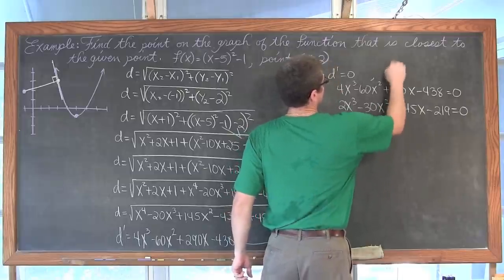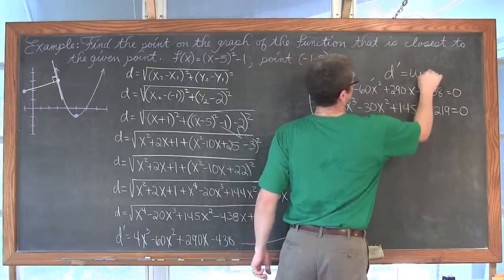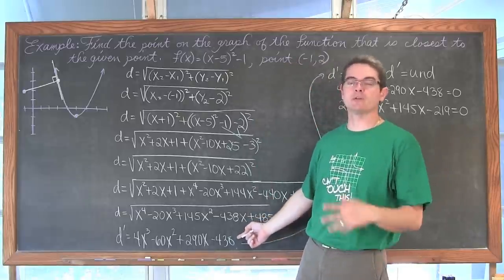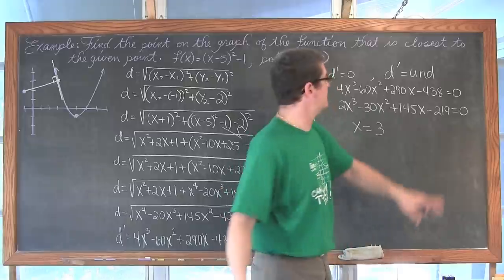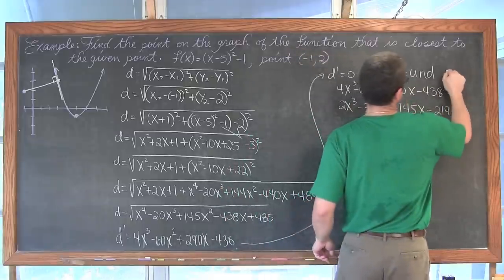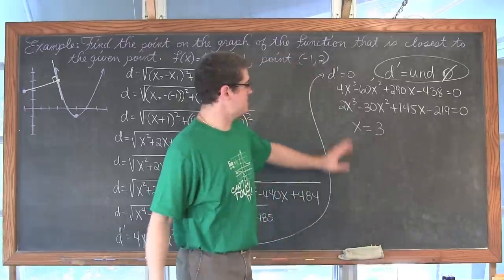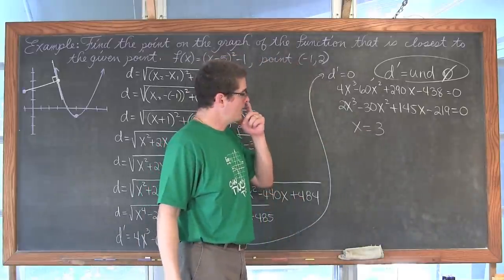Now, where is the first derivative undefined? Well, this is a polynomial. Its domain is all real numbers, so we're not going to find any solutions to where that first derivative is undefined. So this is my only critical value.